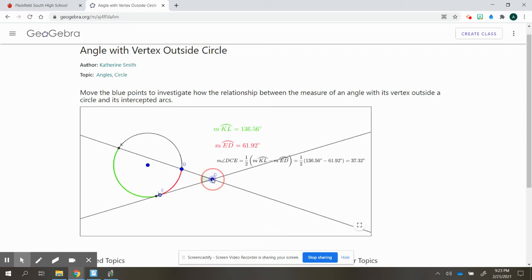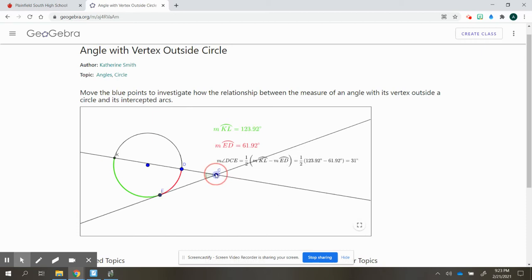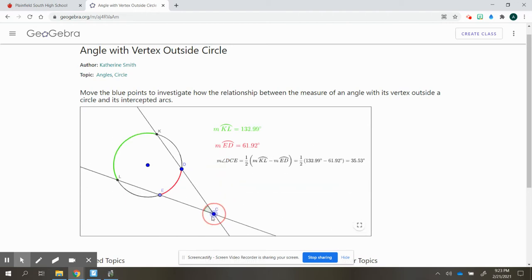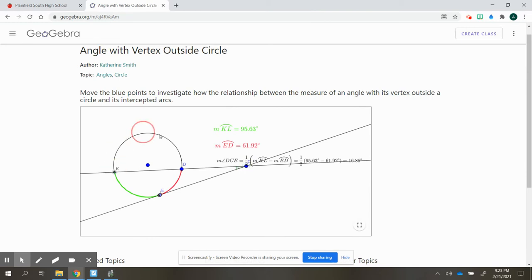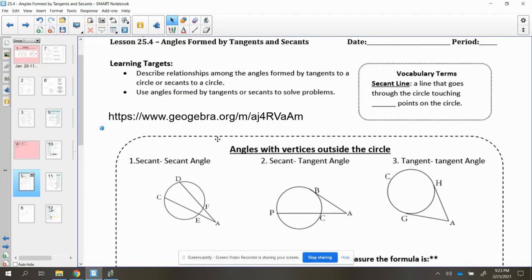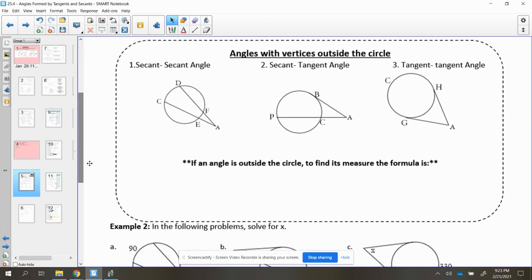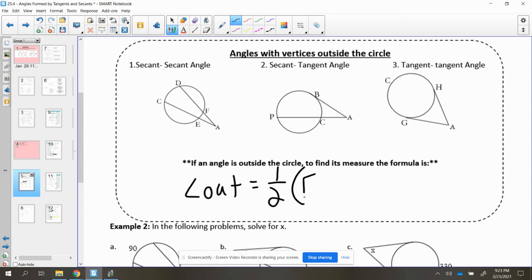And as we move around the circle, notice now we have a secant tangent example, same thing, we're getting that value, or when we have two tangents as well. We would see that these values, again, as we subtract far minus near and divide it by 2, we get that example.